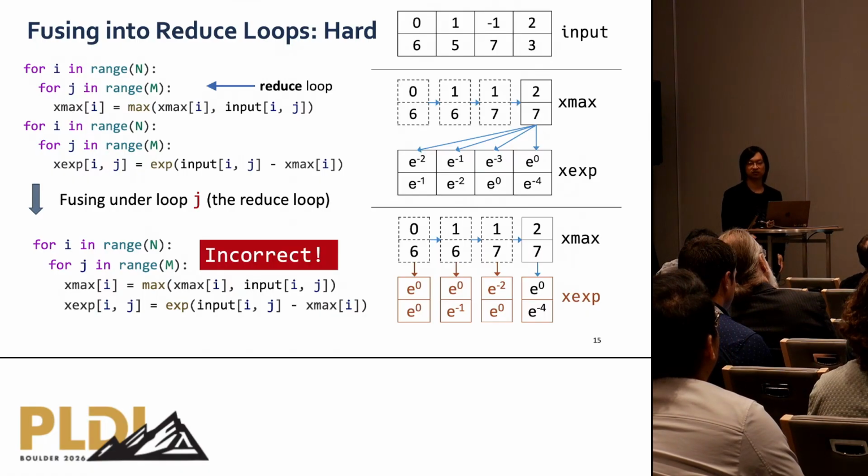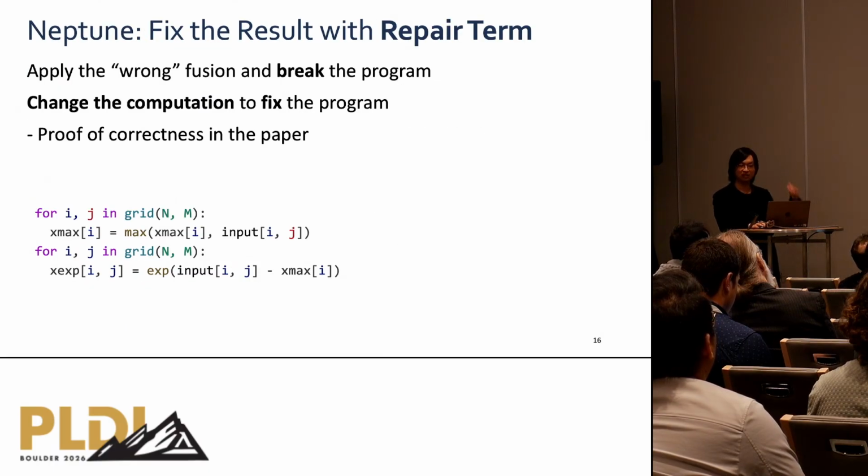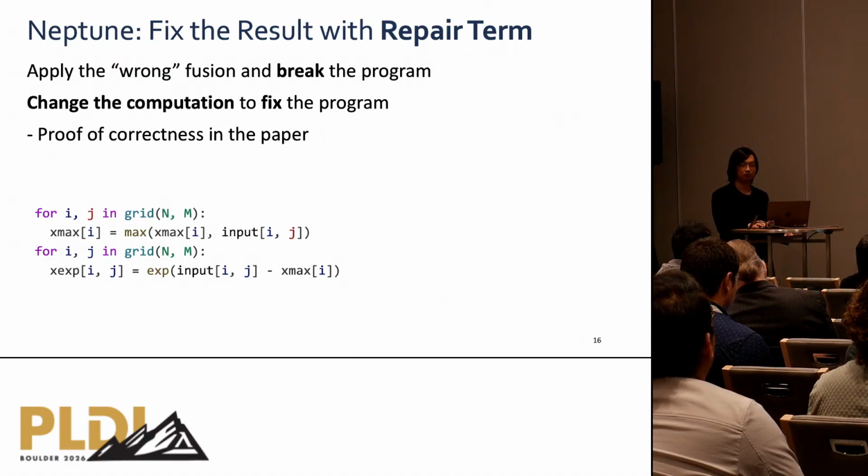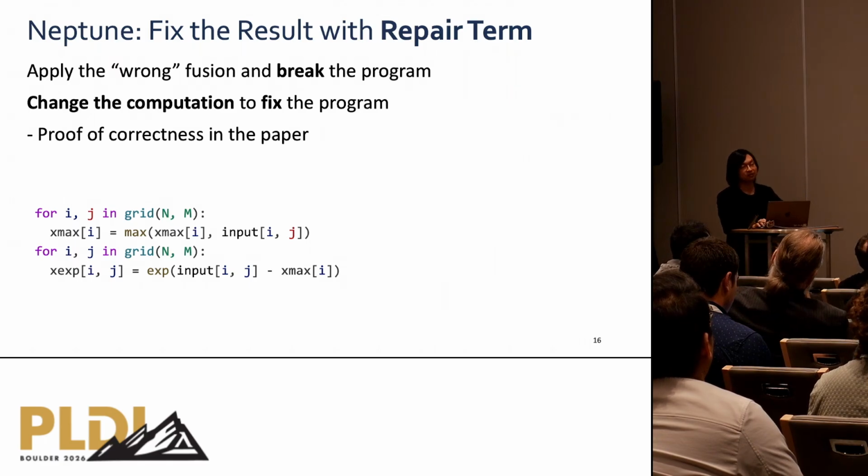Compiler textbooks say this is a violation of temporal data dependency. Today's tensor compilers say this fusion is illegal and will reject it. In Neptune, we say we do the wrong fusion anyways. Break the program, then we change the computation in the program to fix the result, which is now something classic fusion cannot do. Let's use a slightly longer example.